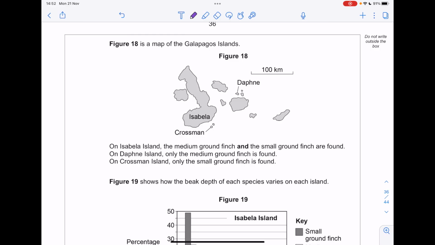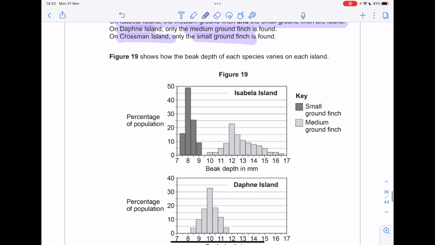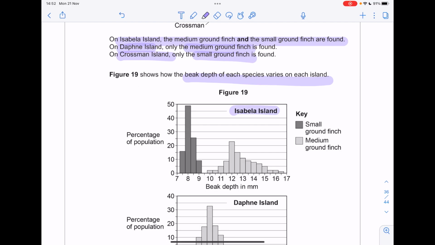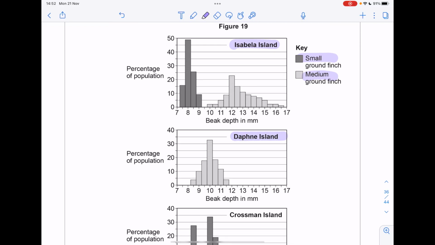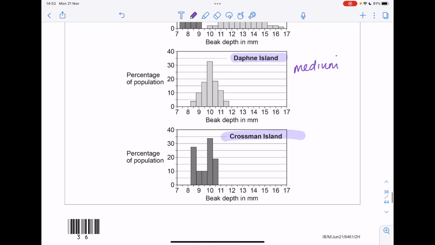Figure 18 is a map of the Galapagos Islands. On Isabella Island, the medium ground finch and the small ground finch are found. On Daphne Island, only the medium ground finch is found. On Cosman Island, only small ground finch is found. Figure 19 shows how beak depth of each species varies on each island. So here's Isabella Island, and as you'd expect, we have both the small and medium ground finch. Daphne Island, we've just got the medium finch. Crossman Island, we just have the small ground finch.